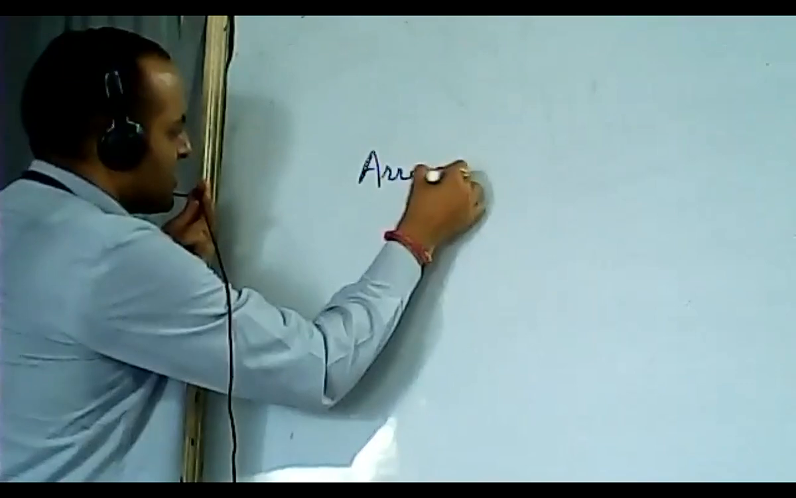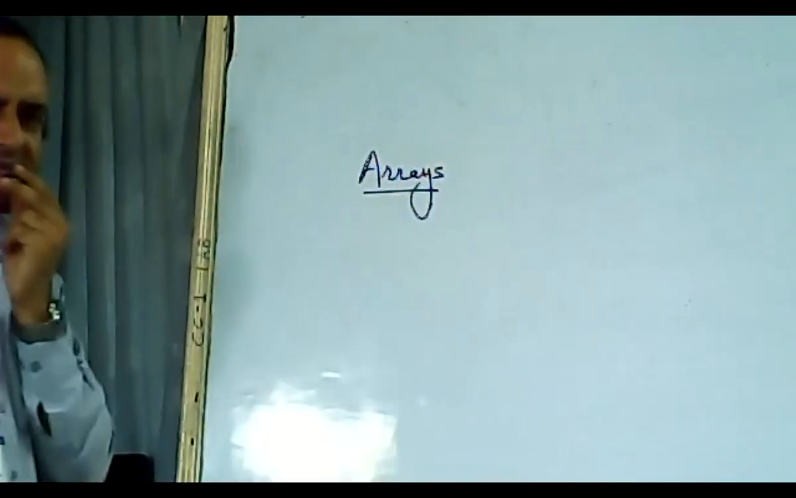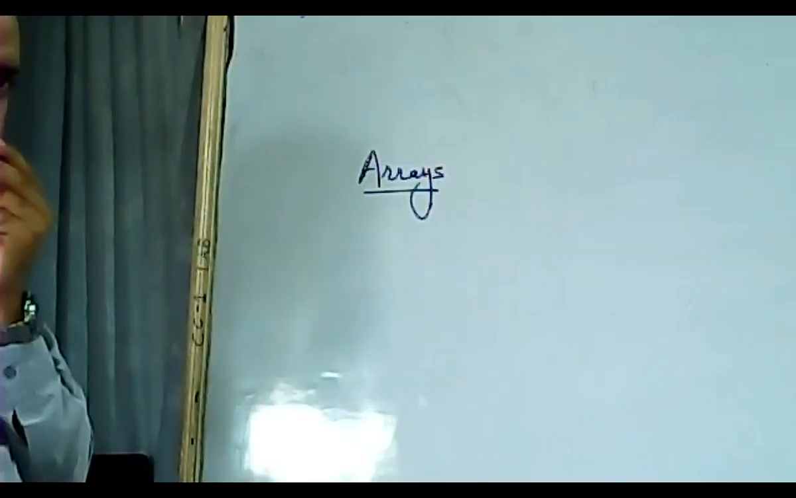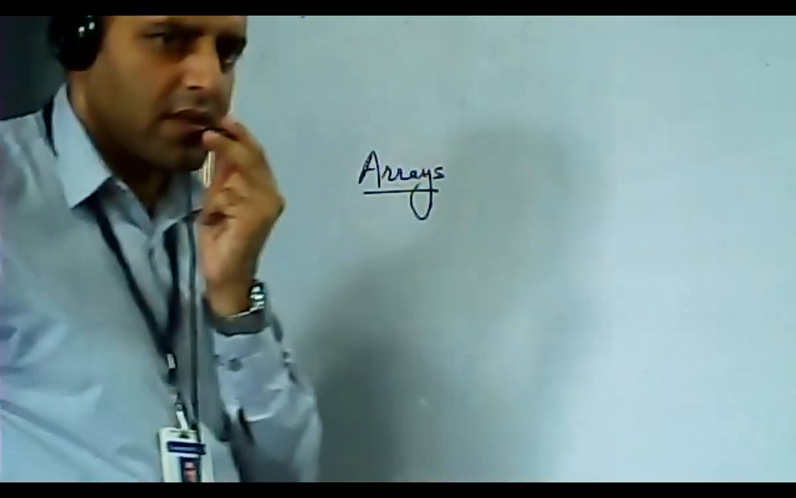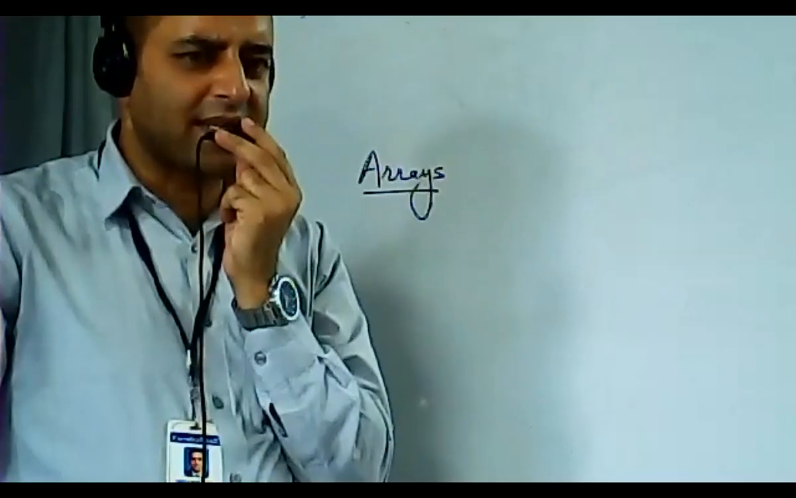Now we are going to start our first data structure. Title is Array. What are four properties of arrays? Homogeneous. Homogeneous means all elements are of the same type.